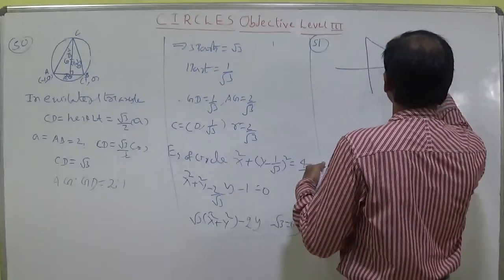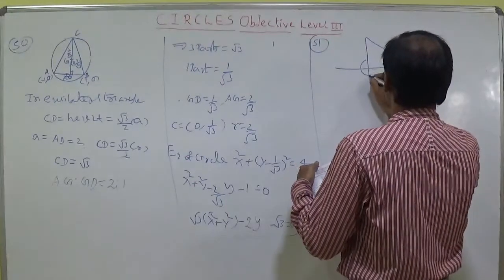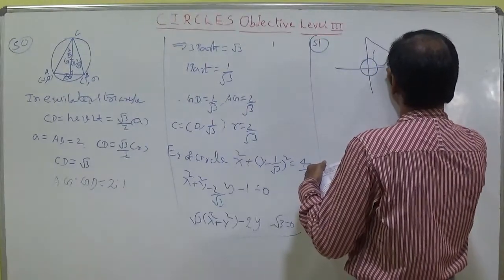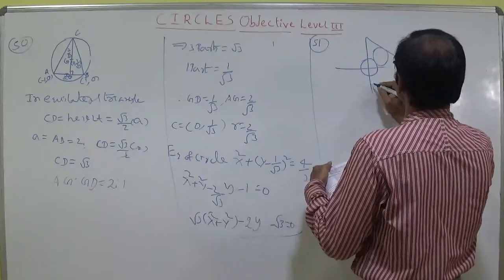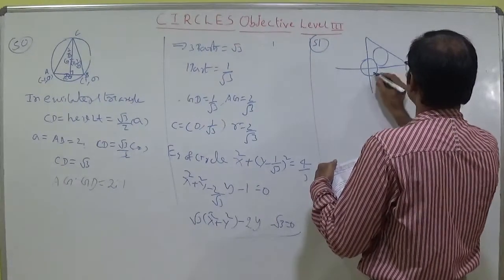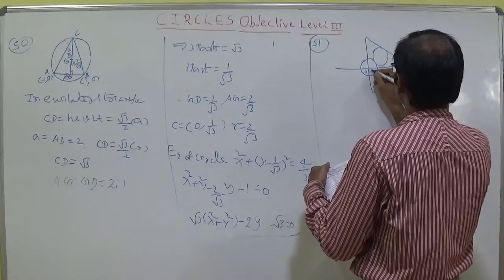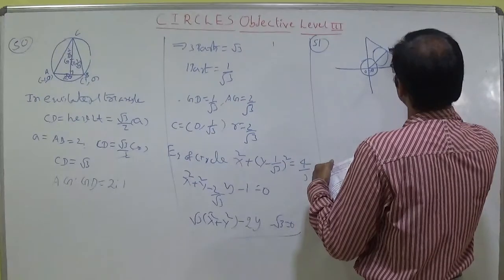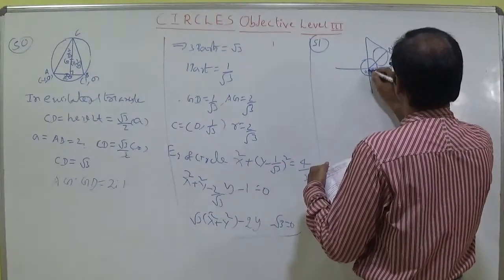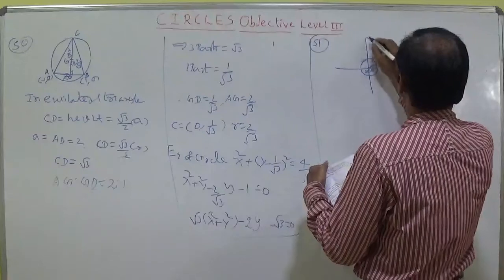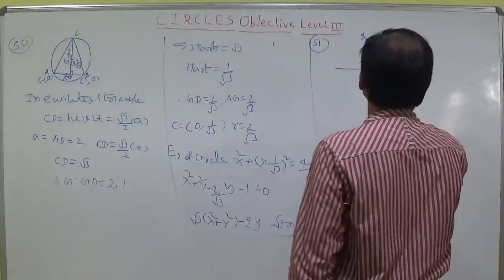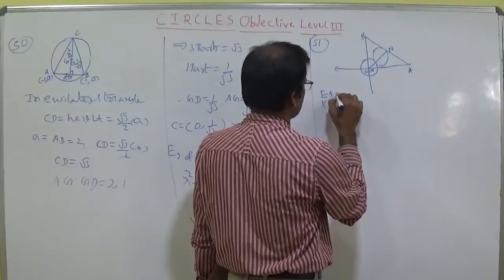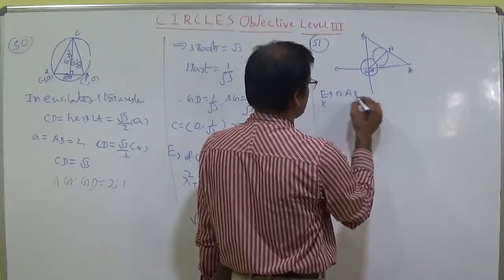This is the line. This is the circle x square plus y square equal to 4. This is another circle which is touching this circle and the line also. Put here O, 0, 0 center. Draw the line like this, ON, you put here. Put here this is A and this is B. Equation of AB.